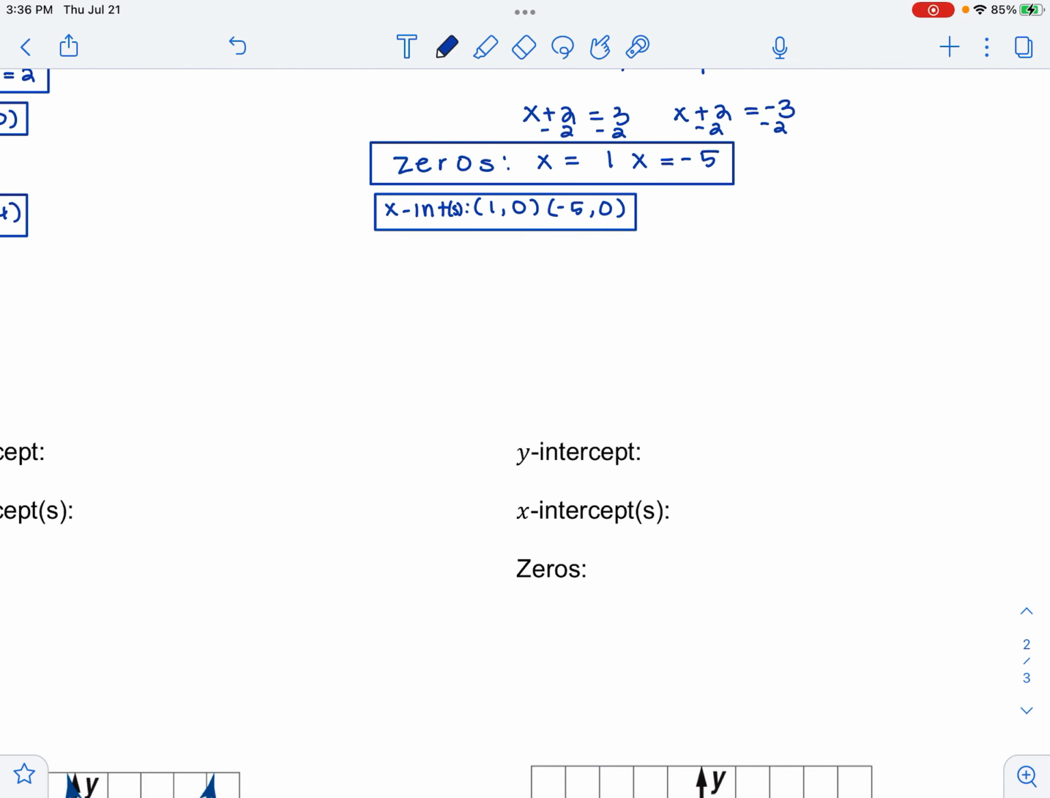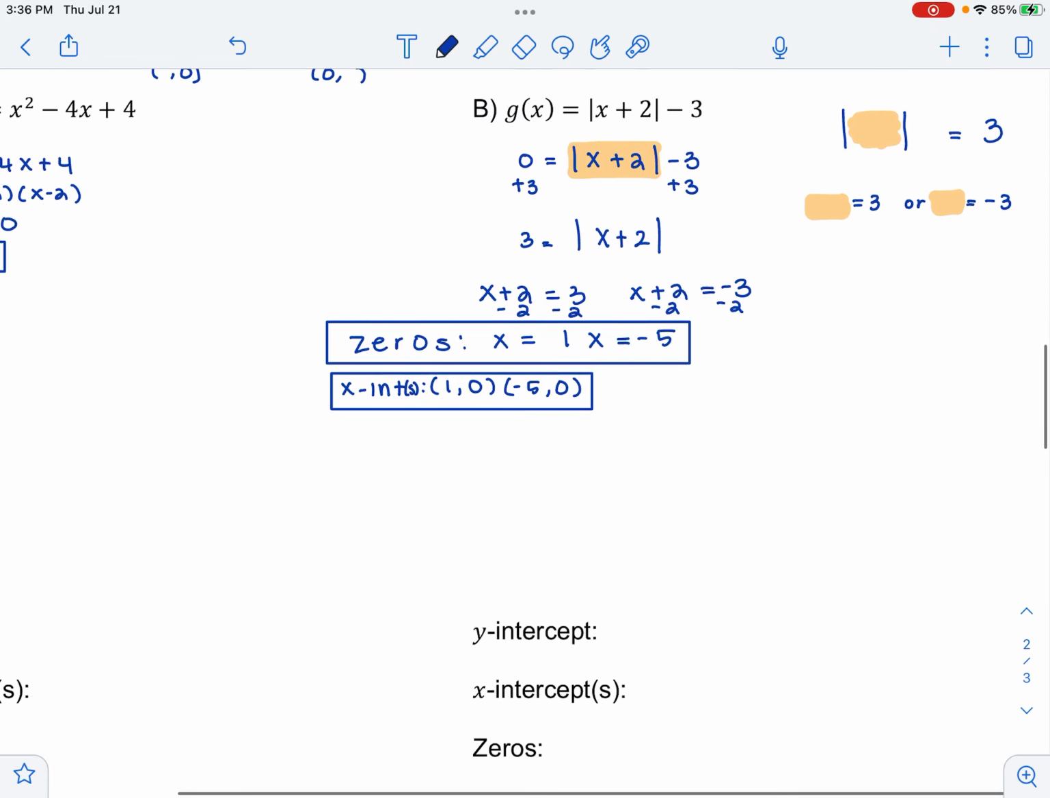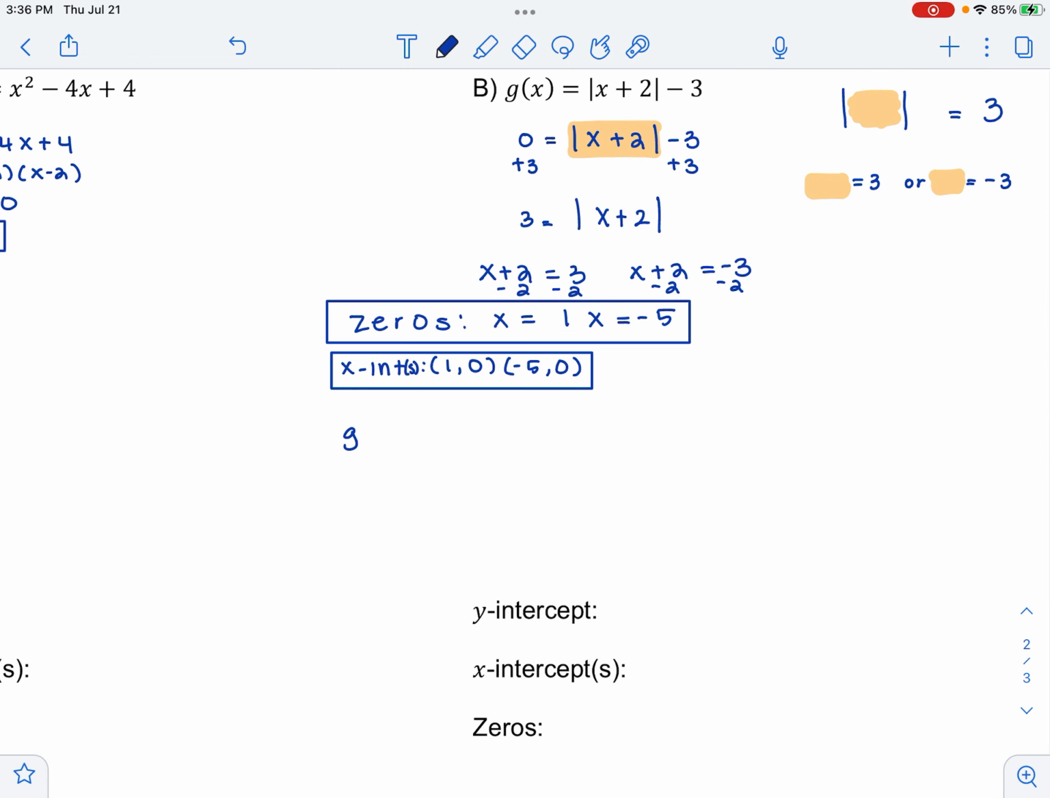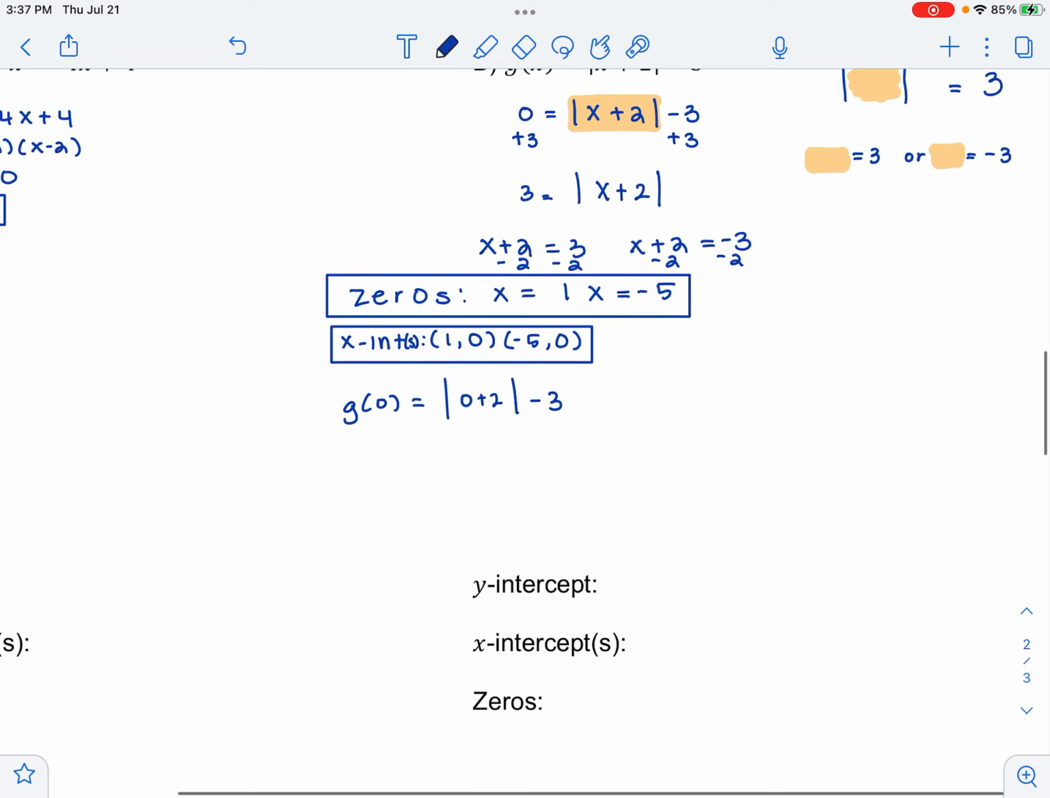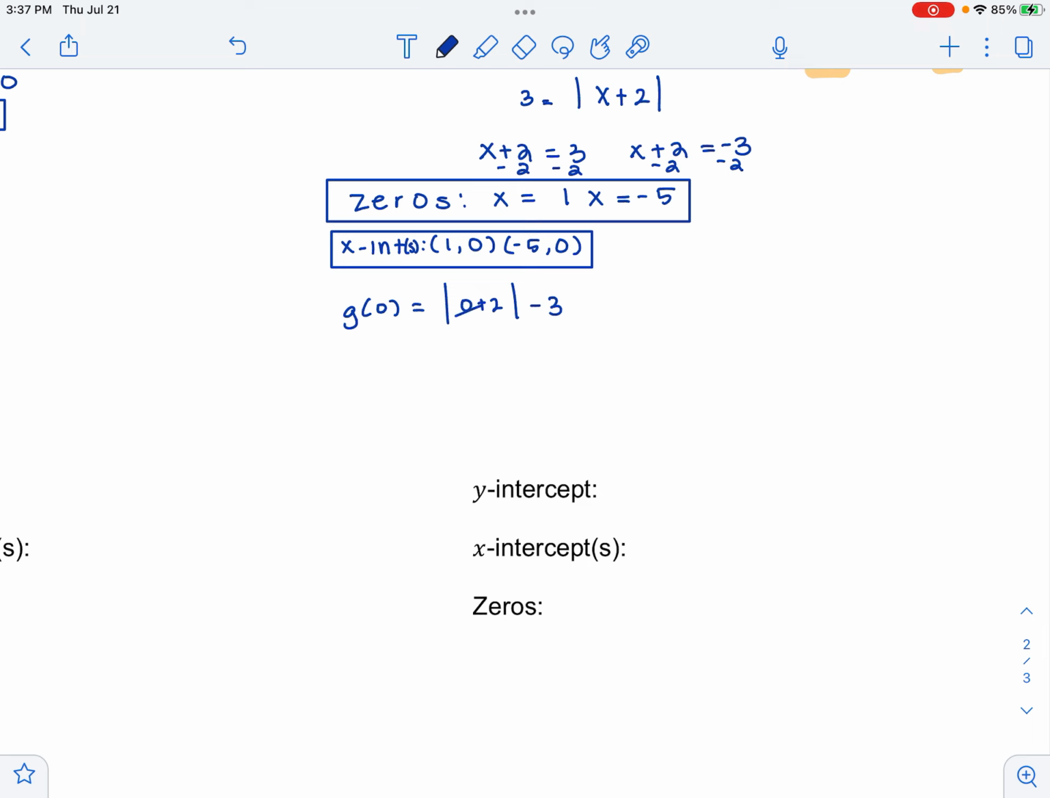So our y-intercept, I know it's 0 comma something, so we're going to plug in 0 for x and see what we get for y. So I have the absolute value of 0 plus 2, and then whatever that is, take the absolute value and then subtract 3. So we have 0 plus 2, which is 2, the absolute value of 2, which is 2, and then subtract 3, which is negative 1. So my y-intercept is 0, negative 1.